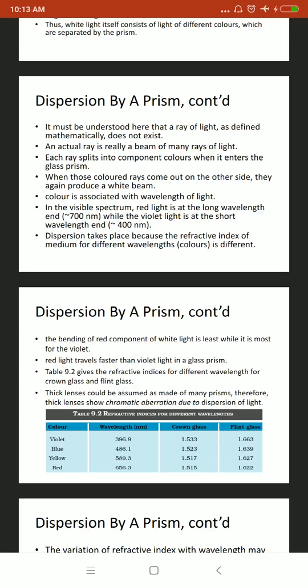So as you can see, violet has the least wavelength, 396.9 nanometer, and the highest refractive index in crown glass as well as flint glass. And as the wavelength reduces, the refractive index increases. Red color has the maximum wavelength, that is 656.3 nanometer, and the least refractive index in both media, crown glass and flint glass.